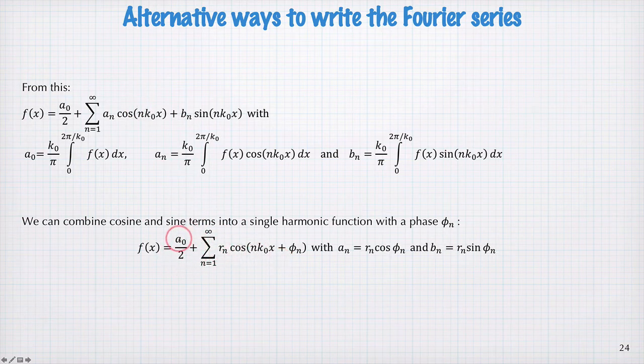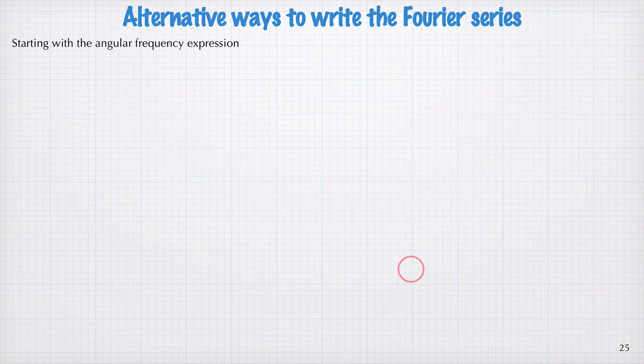We still have a constant term out the front, but now instead of having a sum of sine and cosine terms, we can make it a sum over cosine. It could be sine, but I've chosen to do cosine here. And the definitions for A_n and B_n are related to the R_n's and phi_n's, like this. What else can we do?